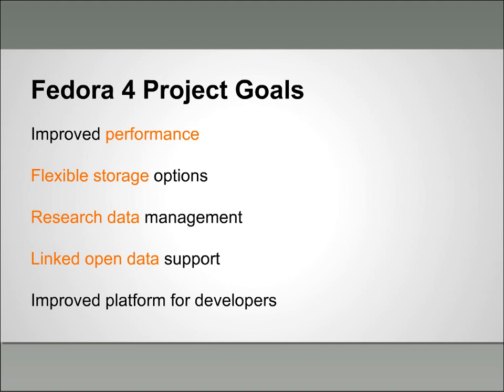I'll cover them briefly. One is performance, relative to Fedora 3. Having an application that is more performant and more scalable was certainly a major concern. As well, being able to support flexible storage options. In Fedora 3, you were quite limited in terms of how you store things in the repository, and so there's a big desire in Fedora 4 to support many more options for where the data actually lives. Research data management is a major goal, and I can talk a little more in detail later on about some of the features that Fedora 4 has that really support the research data use cases.